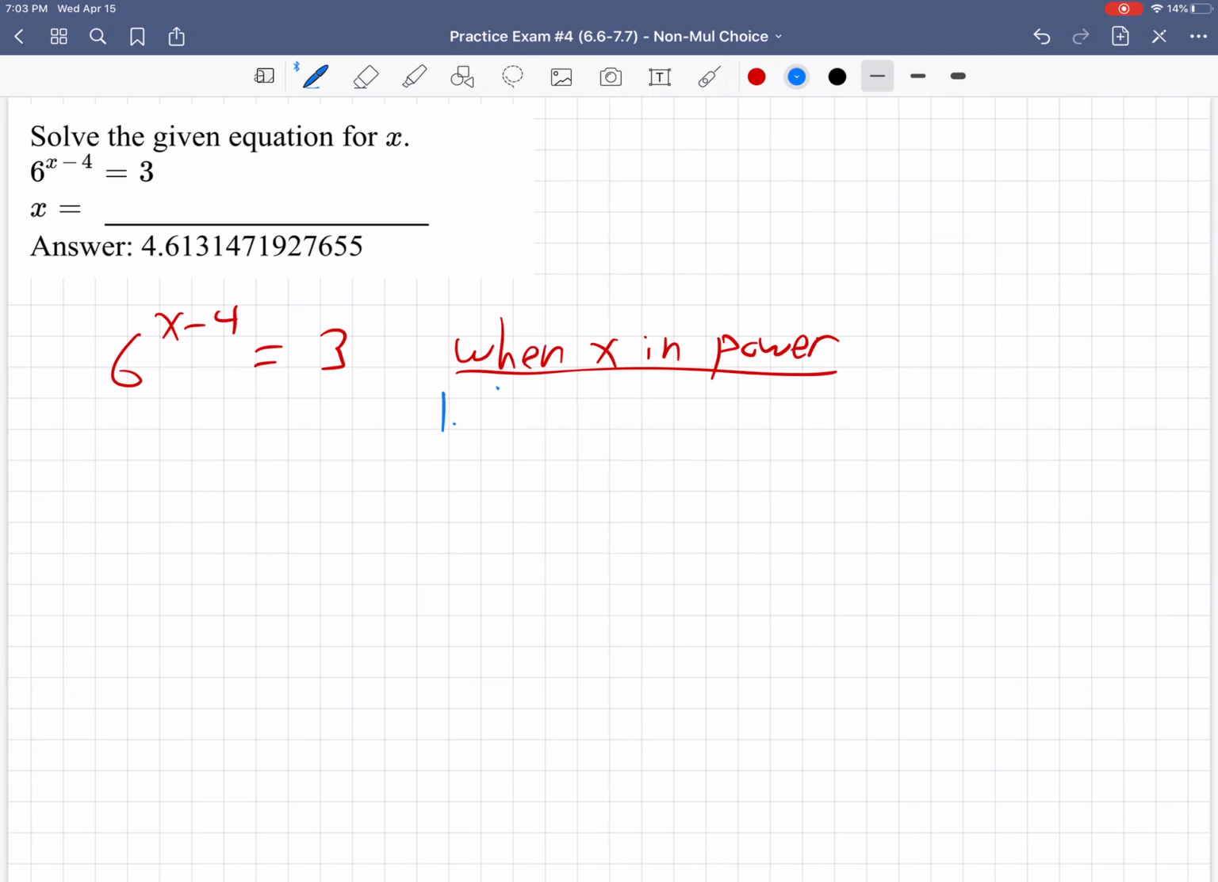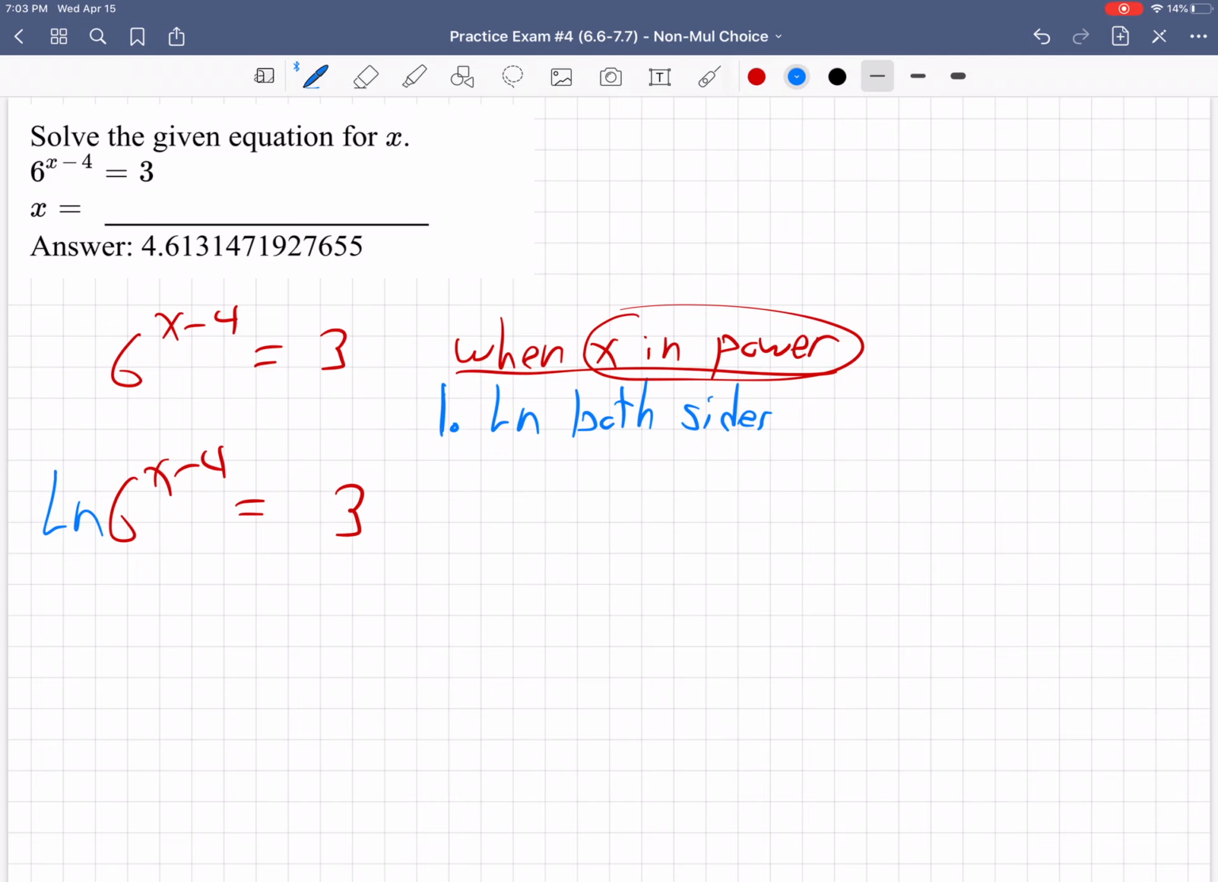Step number 1, ln both sides. We got to do the ln of both sides because logs are the opposites of powers. So you really want to get that idea straight in your mind. Logs are the opposites of powers. So whenever you see x is in power, you want to think, oh, the way to get it out of power is do the ln of both sides. They're the opposites of each other.